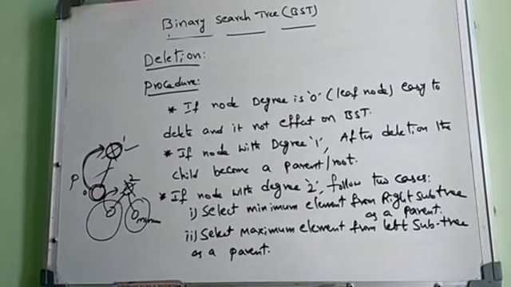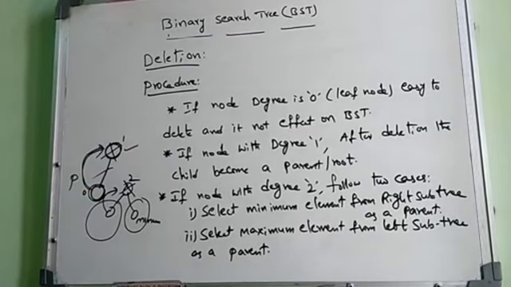Next we can discuss how to implement these three points programmatically. Take an example and discuss how to delete a degree 1 node, a degree 0 node, and a degree 2 node.